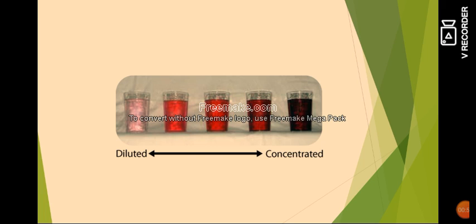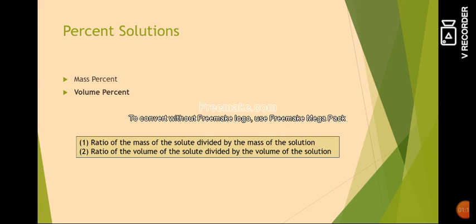A concentrated solution is one that has a relatively large amount of dissolved solute, whereas a dilute solution is one that has a relatively small amount of dissolved solute. However, these terms are vague and we need to be able to express the concentration with numbers. One way to describe the concentration of a solution is by percent of a solute in the solvent.